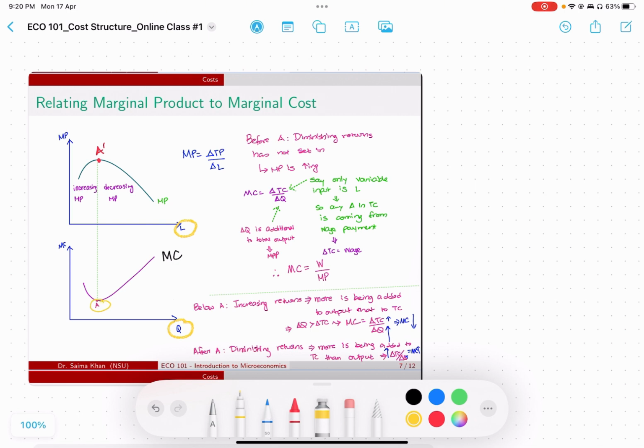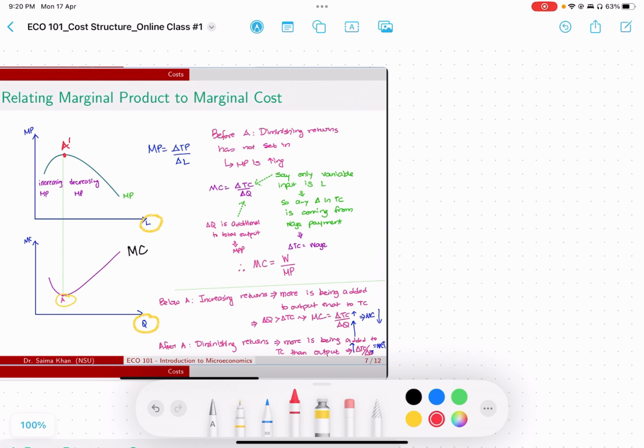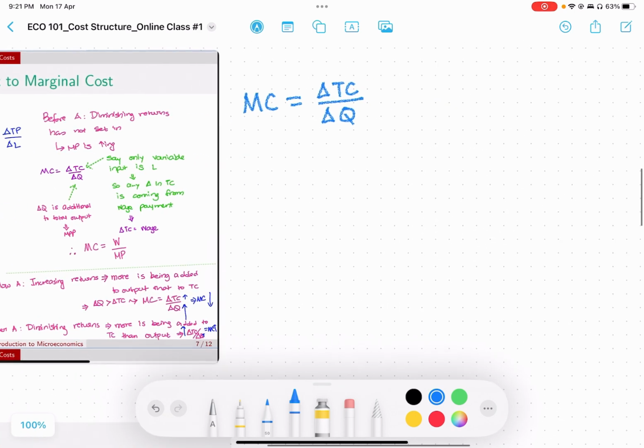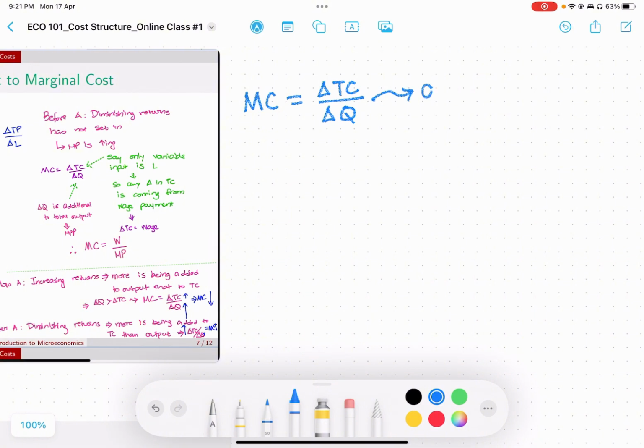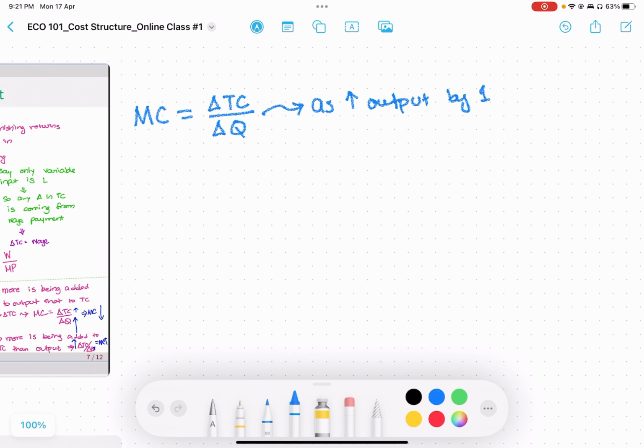So the key question we're asking is why is the marginal cost curve a mirror image of the marginal product curve? So what is the relationship between MC and MP? Let me first write down the formula for marginal cost. Marginal cost, by definition, is the change in total cost due to change in quantity. Essentially, we're looking at how total cost changes as we increase output by one additional unit.